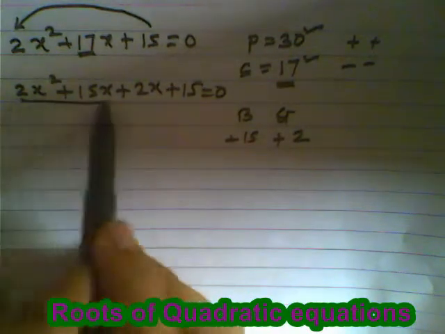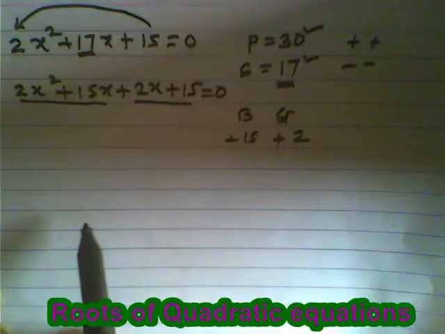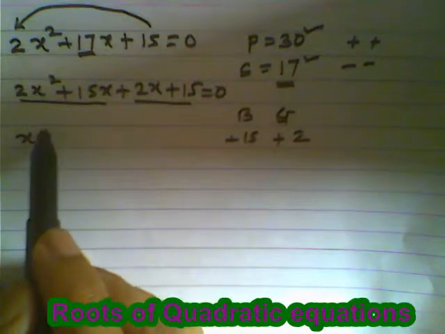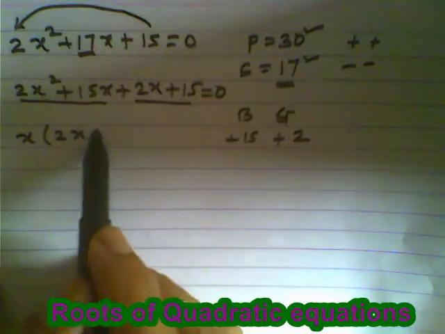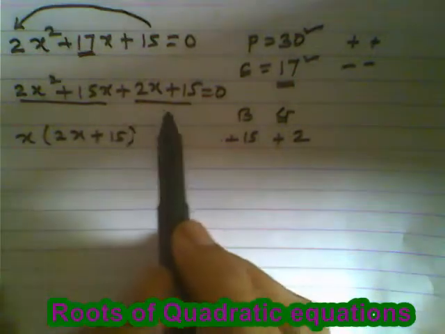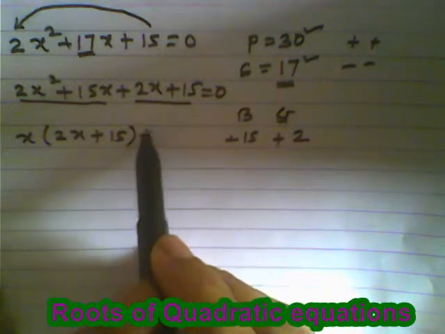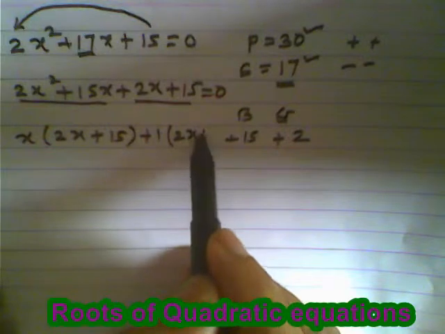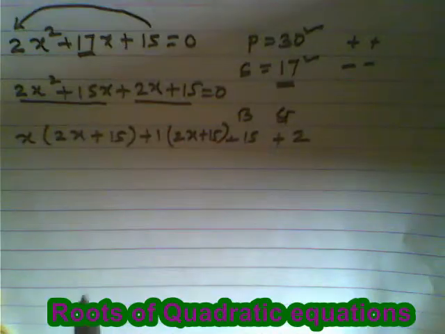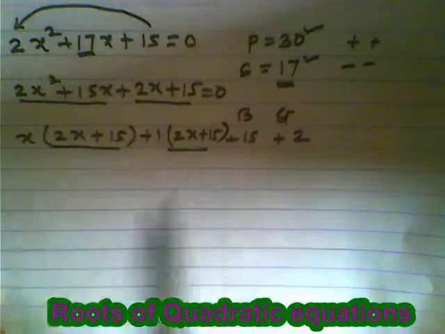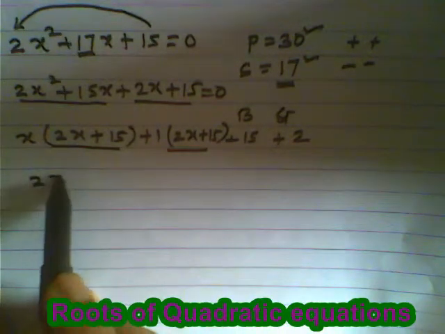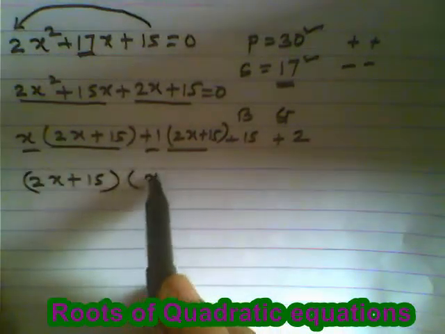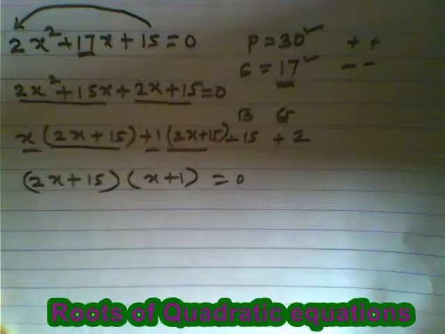Now from the first two terms and the next two terms we take out the common factor. So from the first two terms x will be the common factor, and inside the bracket it will be 2x plus 15. From the next two terms we cannot take out any common factor, so simply we take out 1 as a common factor, so inside the bracket it will be 2x plus 15. Now here again 2x plus 15 is a common factor, so take it out as a common factor, 2x plus 15, and into another bracket there will be x plus 1, that is equal to 0.